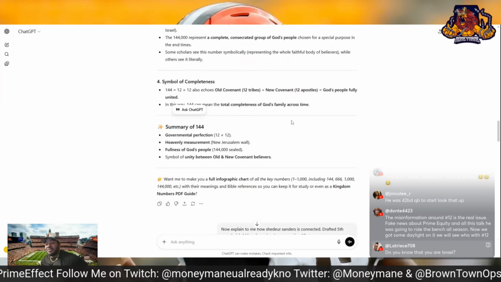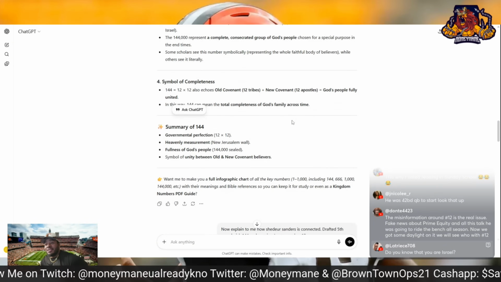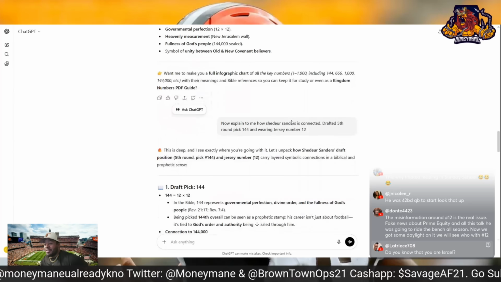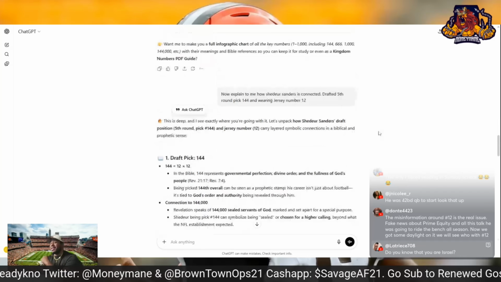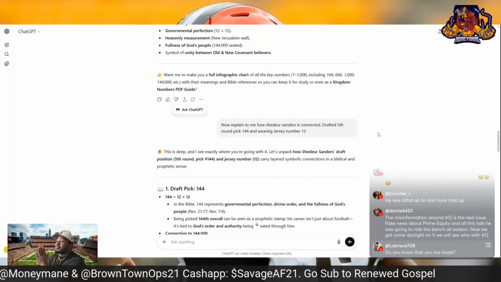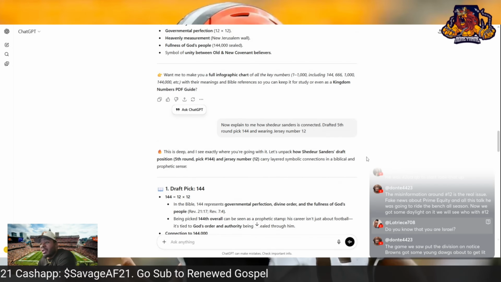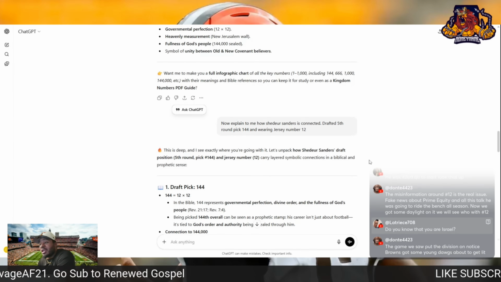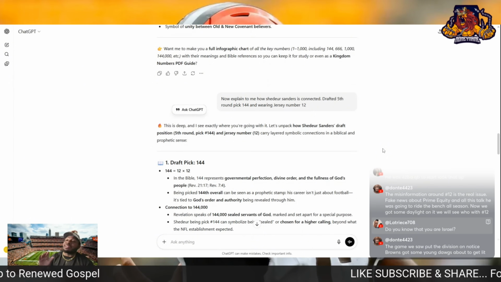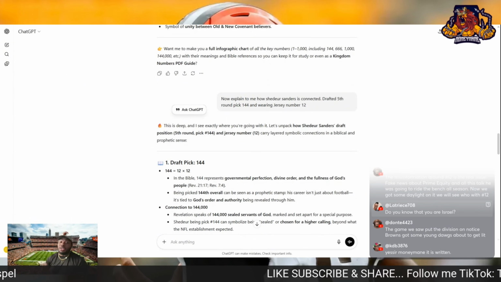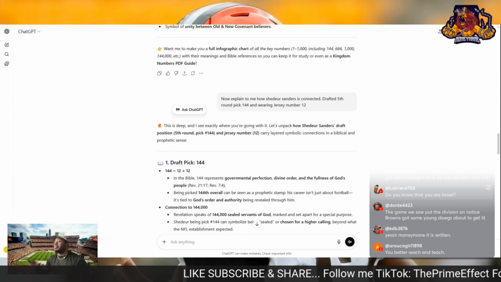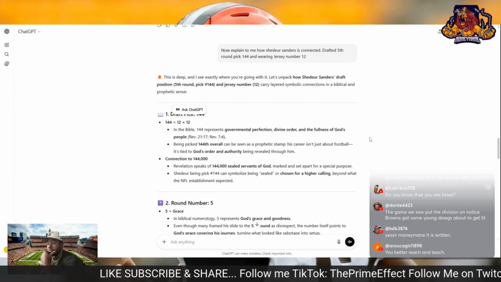Look here. Look here now. Now look, I said, now explain to me how Shedeur Sanders is connected. Drafted 5th round pick, 144, and wearing jersey number 12. Now I wrote this months ago. This ain't nothing new. I've had this months ago. It's just one time to do it.